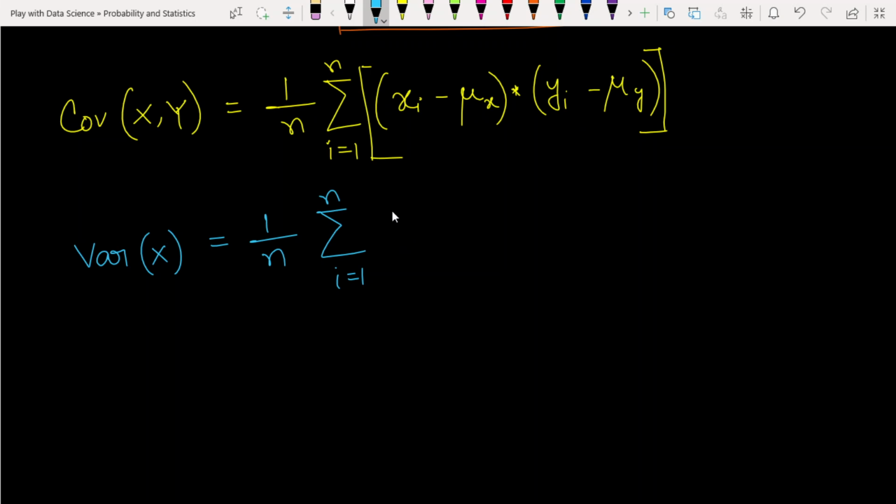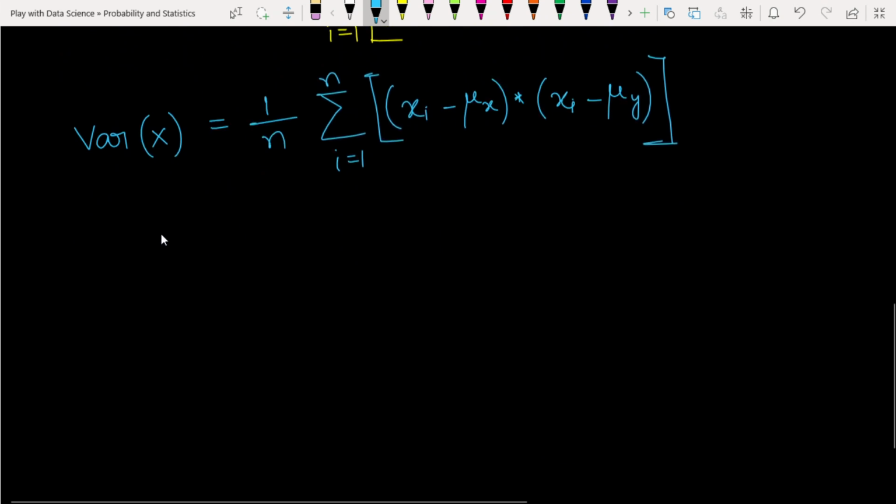So now this formula comes into mu of x, and instead of y, I take x here. So it will be a square term, meaning the multiplication of xi minus mu of x with itself. This is the simple variance, the simple formula of the variance. We have already seen this.